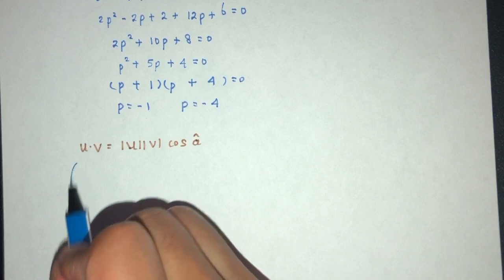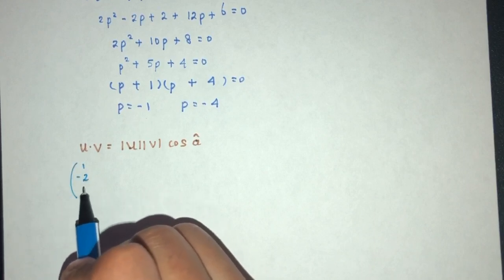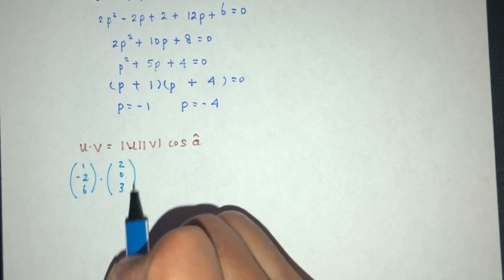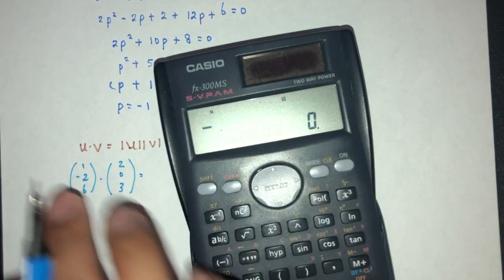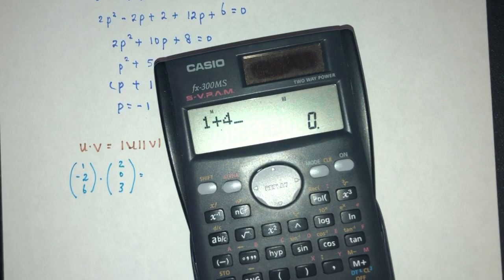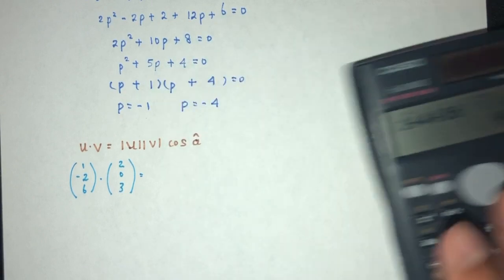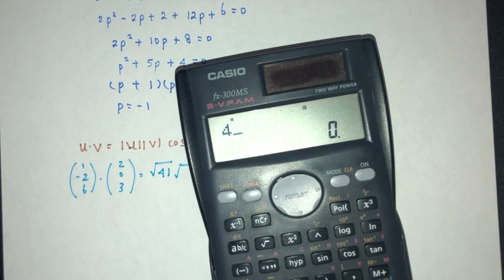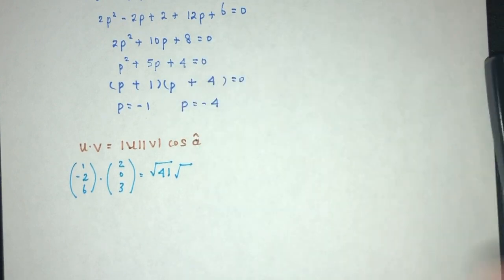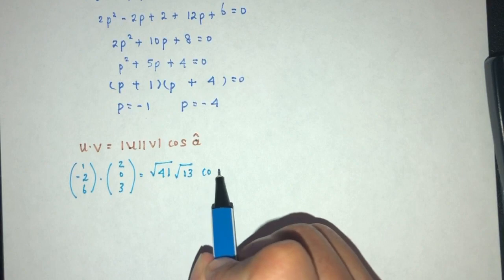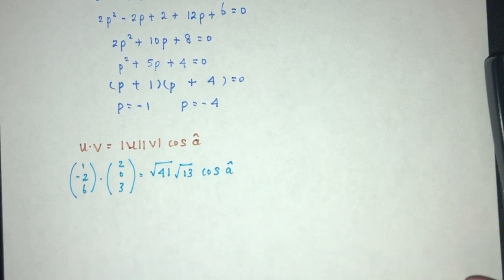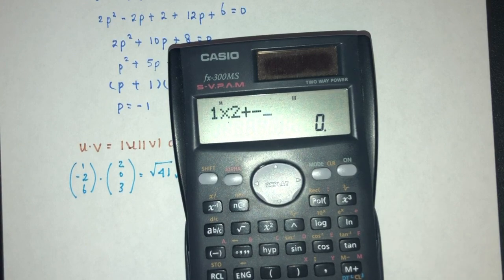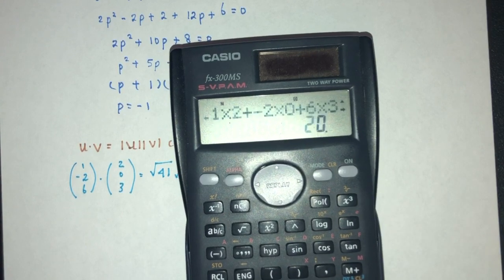So u is (1, minus 2, 6), v is (2, 0, 3), and the magnitude will be what? So pretty easy. 1 squared plus 2 squared plus 6 squared. That should be root of 41. This will be 4 plus 0 plus 9. That should be 13. Now because of the angle in between, let's see what happens. So here we have to perform the dot product. So 1 times 2 plus minus 2 times 0 plus 6 times 3. That should be 20.